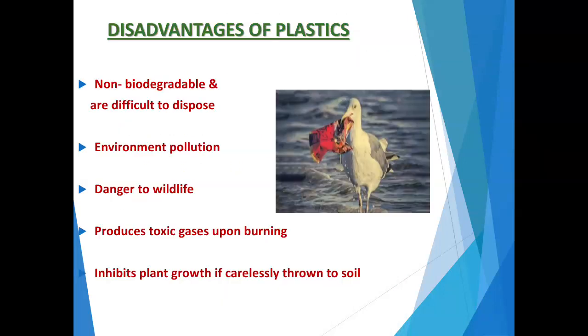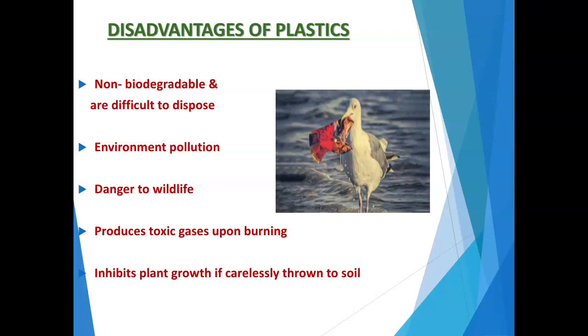Now let's look at the disadvantages of plastics. The first point is that plastics are non-biodegradable. Non-biodegradable means they do not decay or degrade by the action of bacteria. So such kind of materials are known as non-biodegradable materials, and plastics are a non-biodegradable material. And that makes it difficult to dispose of these kind of materials. So we have difficulty disposing of plastic materials. That is a major problem caused by plastics.